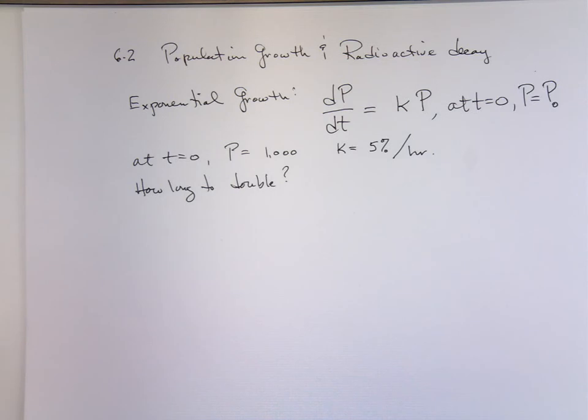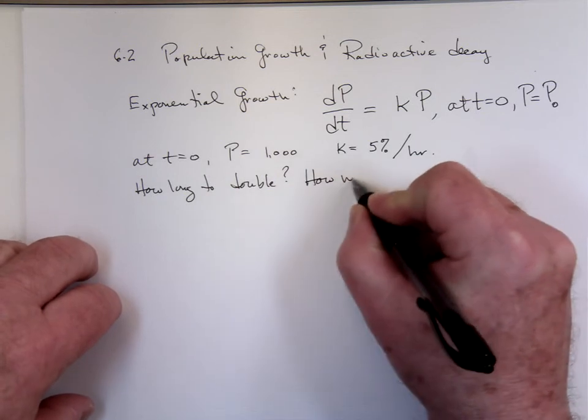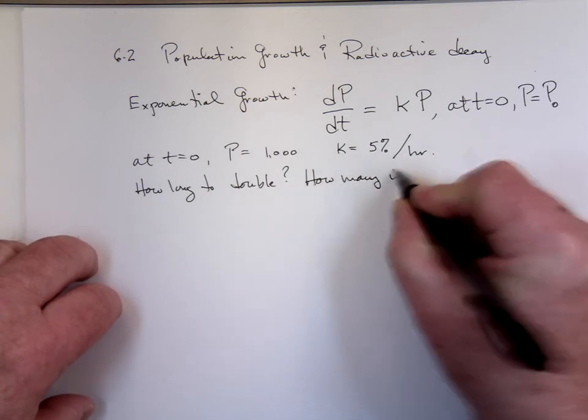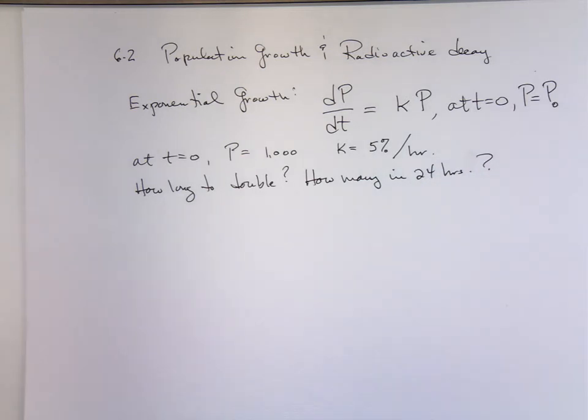Here's what I'm going to do. I'm going to solve the differential equation in general, and then we're going to use these specific numbers. In addition to that, how many will there be in 24 hours? So, how long to double, and then how many will there be in 24 hours? Okay, let's do it.